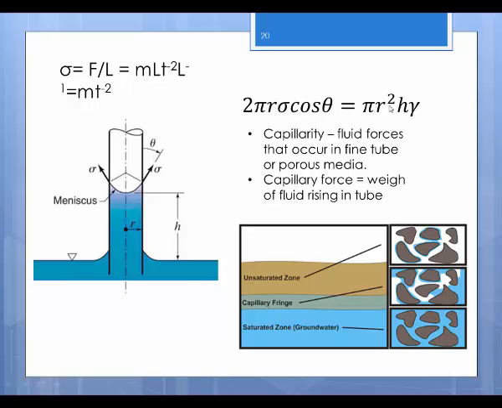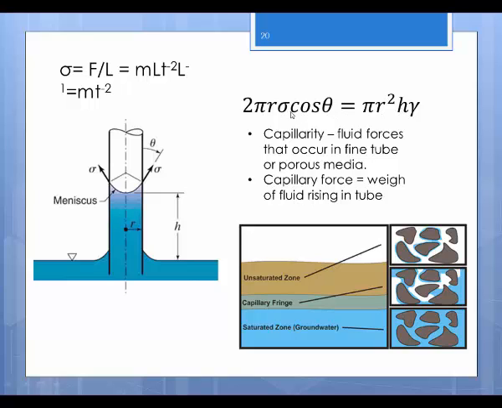This here is pi r squared h. That's just the volume of the water right here. So that's the volume times the specific weight, which will give you the actual weight. So that's the weight of the fluid against the surface tension force. Remember, surface tension is like newtons per meter, force per length. R is a length, so that makes this all together become a force. Force equals force. Those two are equal.